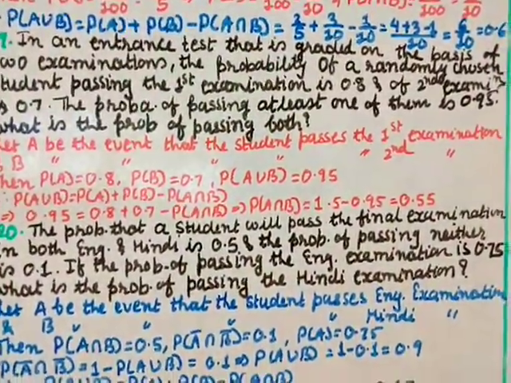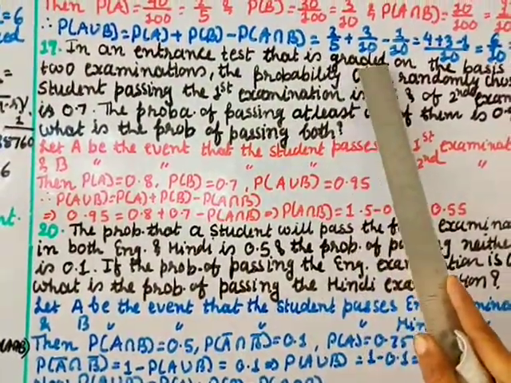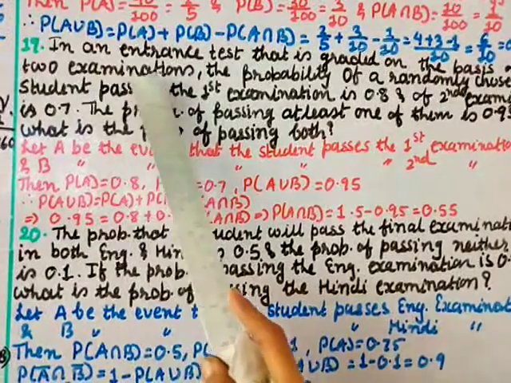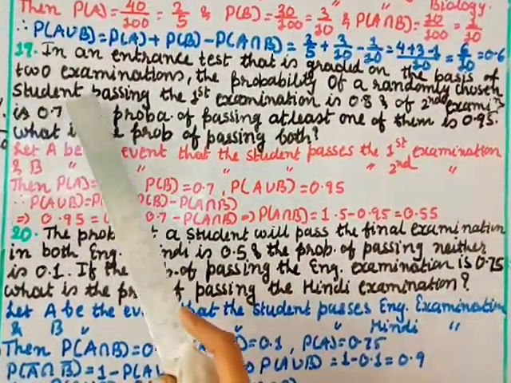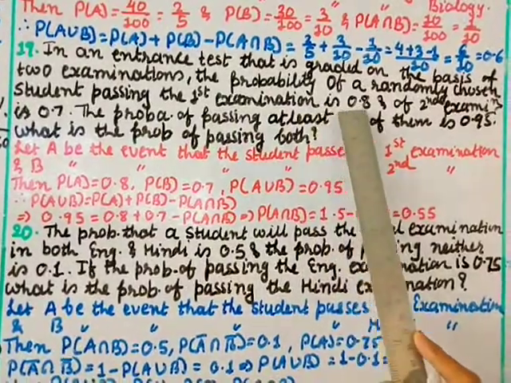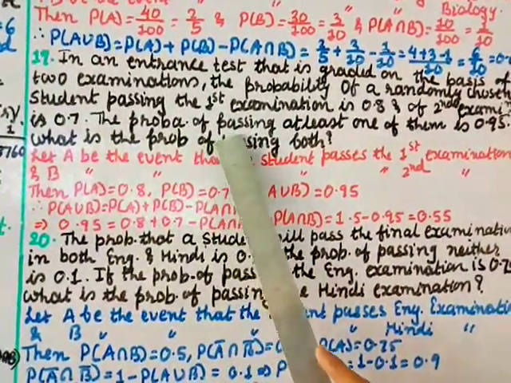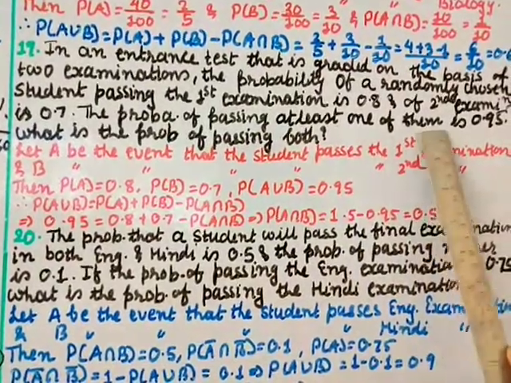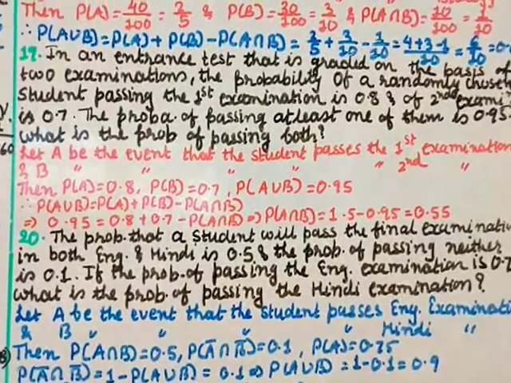Question number 19. In an entrance test that is graded on the basis of 2 examinations, the probability of a randomly chosen student passing the first examination is 0.8 and of the second examination is 0.7. The probability of passing at least one of them is 0.95. What is the probability of passing both?